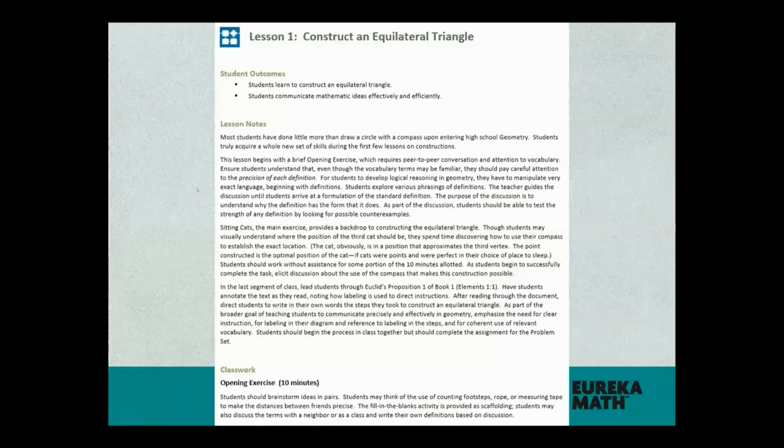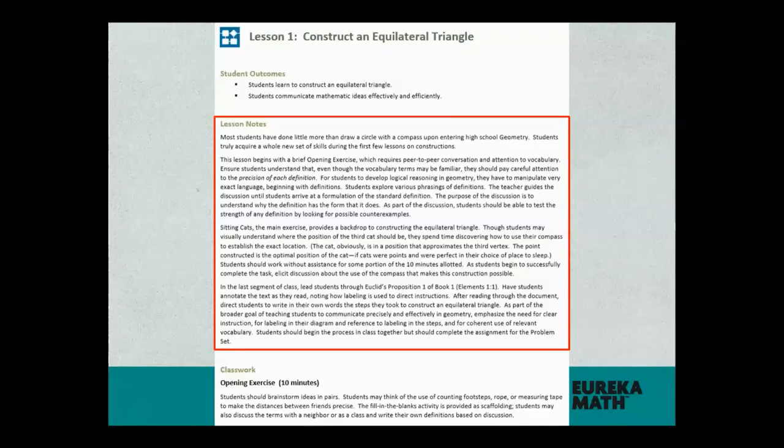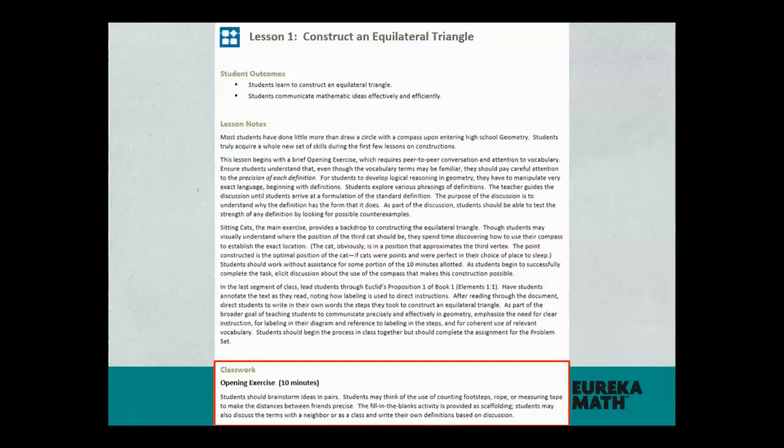Lessons start with a page that looks like this. Here's that icon from the last slide, telling us that the lesson we're looking at, Grade 10 Lesson 1, is a modeling lesson. Below the lesson number and title, you'll find the student outcomes. Next, you'll see lesson notes for the teacher. These include teaching tips and draw attention to anything you might need to prepare. Next, you see classwork. Classwork makes up the bulk of the lesson and consists of examples and exercises.